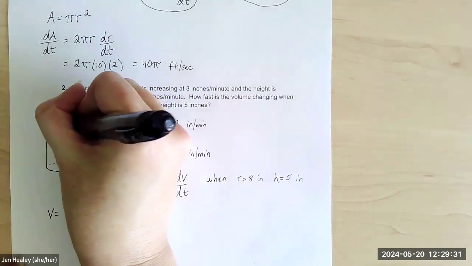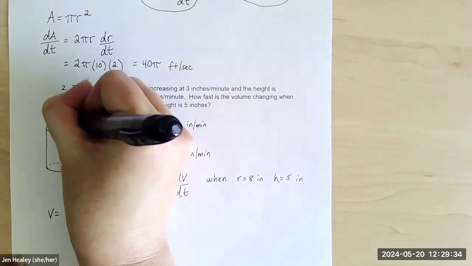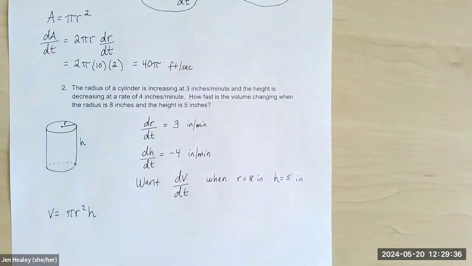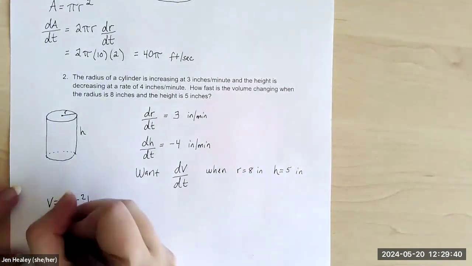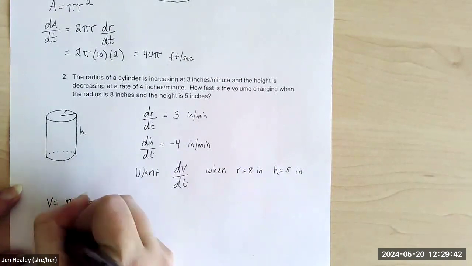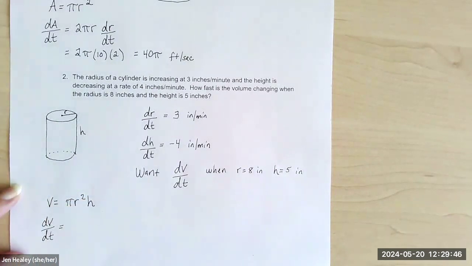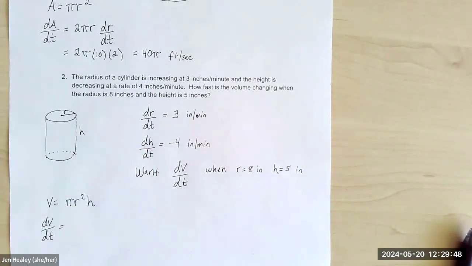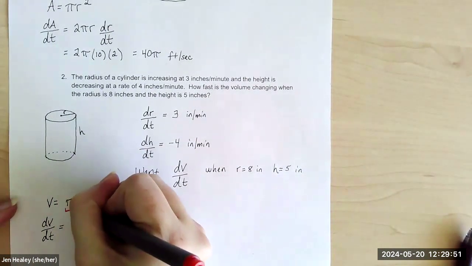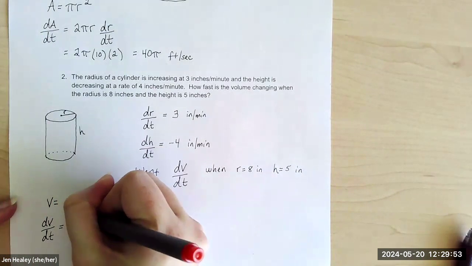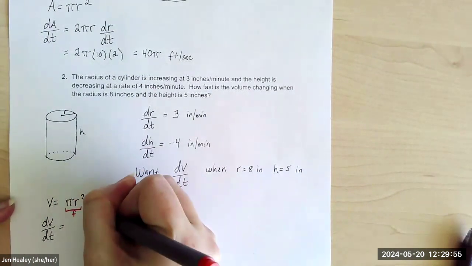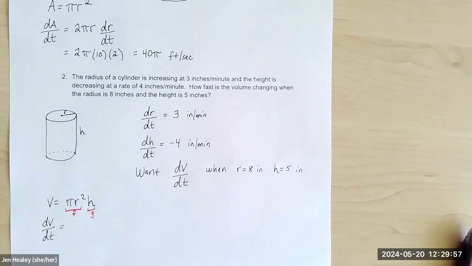So there's my height, there's my radius. And so if I want dV/dt, I need to take the derivative with respect to time for this whole thing. Now, right here, this is my f and this is my g. I have a product rule happening here.